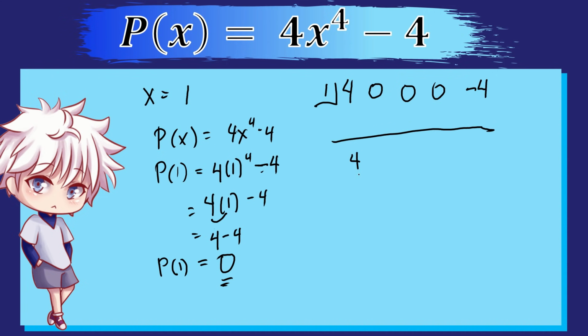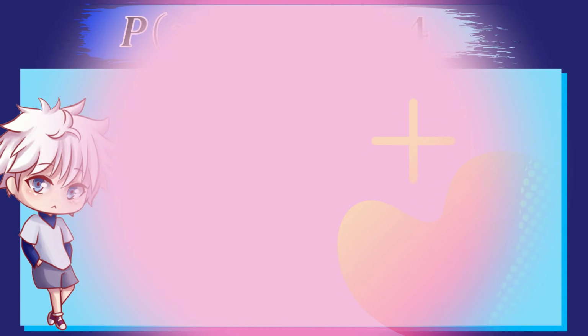Again, bring down the first term, 4. 4 times 1, 4. 0 plus 4 is 4. 4 times 1 again is 4. 0 plus 4 again is 4. And 4 times 1, 4. 0 plus 4 is 4. 4 times 1, 4. And negative 4 plus 4 is 0. So parehas tayo nakuha na remainder is 0. So wala siyang remainder kasi 0 nga yung value.